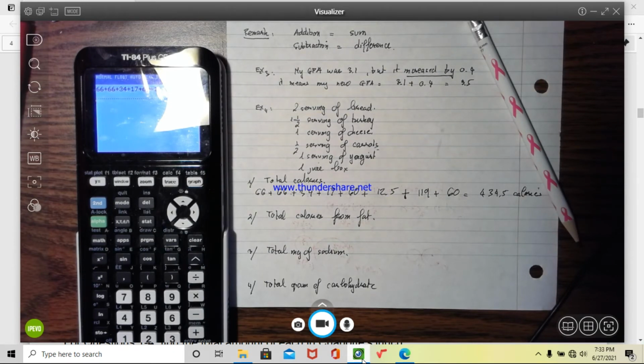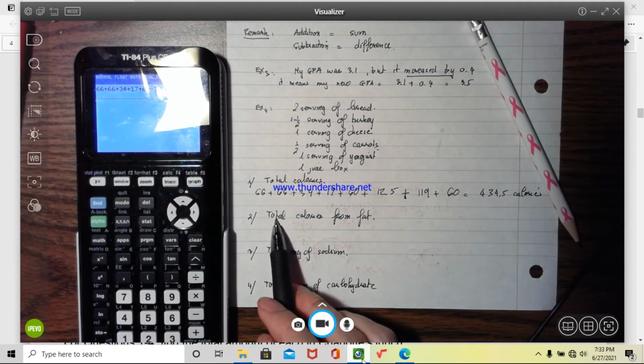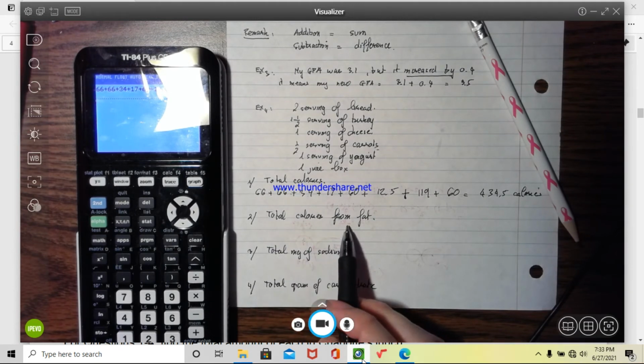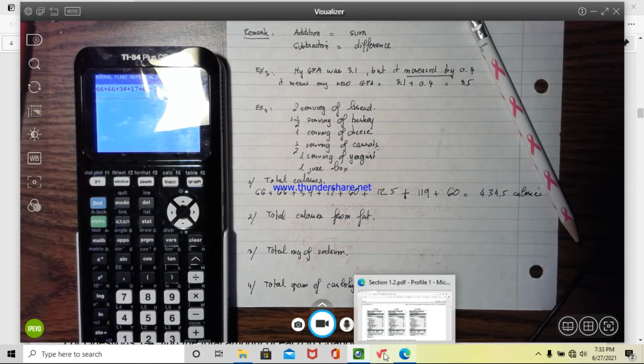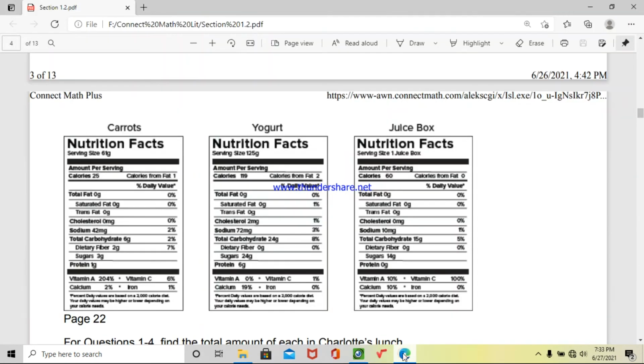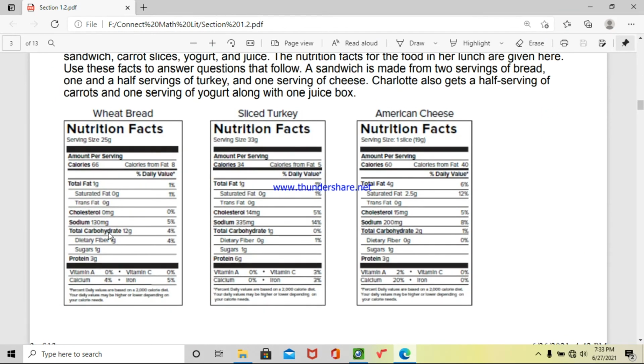in her lunch. Okay, and now we want to find the total calorie from fat. Okay, so we'll have to look at the fat. And look at the fat. So fat is right here. Calorie from fat right here is 8. So 2 calorie will be 8, 2 serving, right? But this is for 1 serving, so we're gonna have 8 plus 8, right?